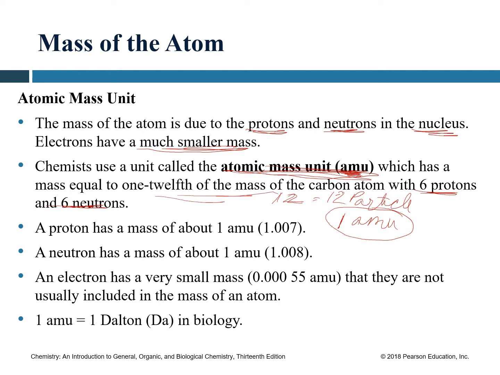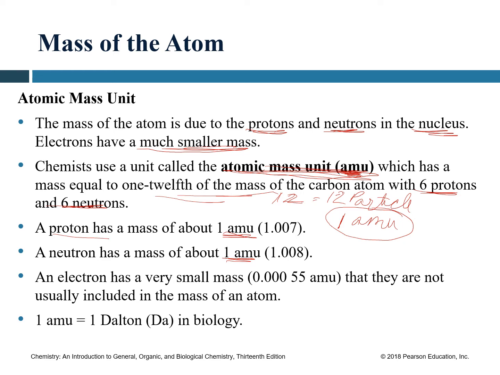Okay? So the mass of one proton is equal to 1 AMU. To be exact, it is 1.007. The mass of one neutron is also 1 AMU. To be exact, it's 1.008. The mass of an electron, you can see in comparison to these, is much smaller, it is 0.00055 AMU. And that is why the mass of the electron is usually neglected. It is regarded as negligible in mass.